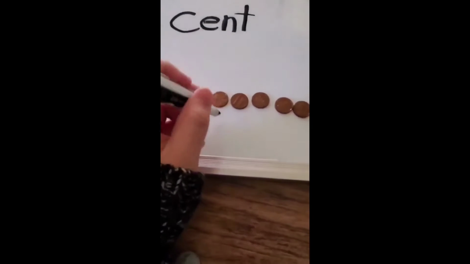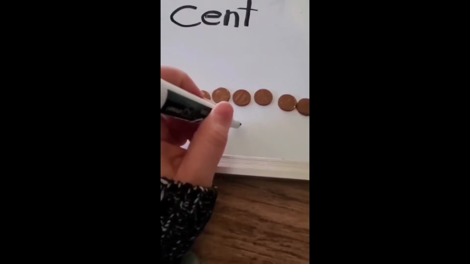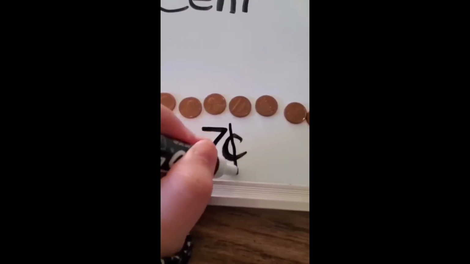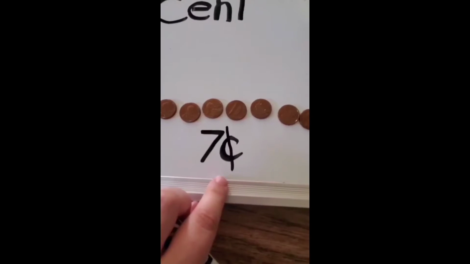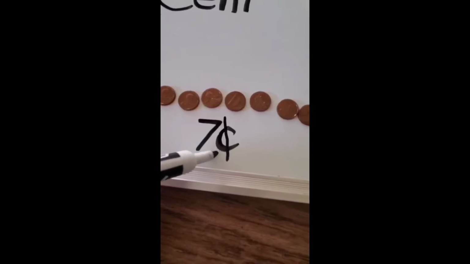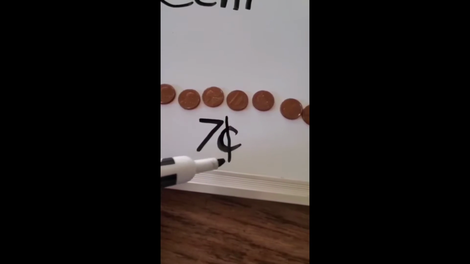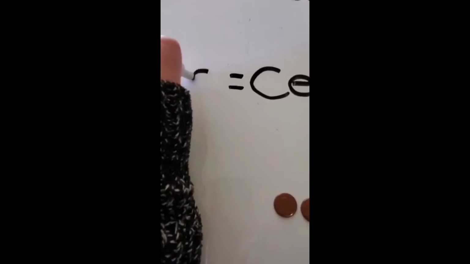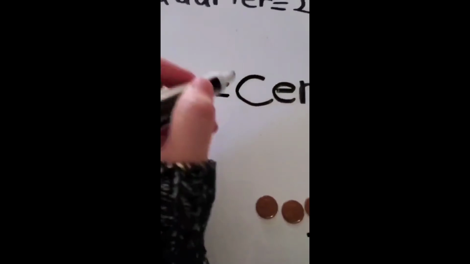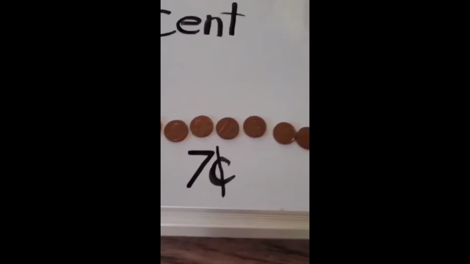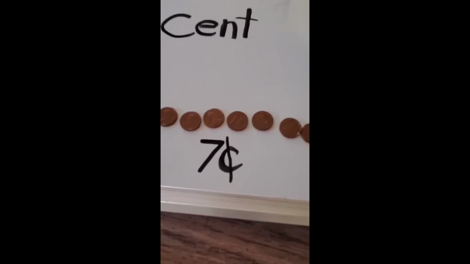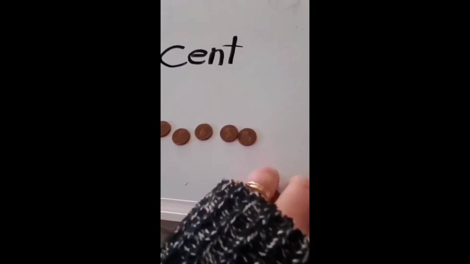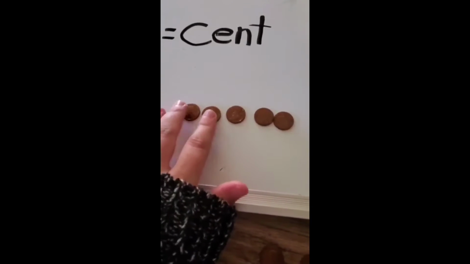So that means I have 7 cents. This is actually a cent sign right here. So 7 cents. So when you see this little C that has a line down it, it means cents. Okay, I'm going to write it right up here so you guys remember. So this little sign is equal to cents. Okay, so now I am going to take some away and you guys count.